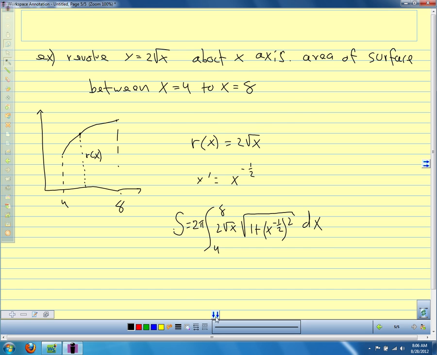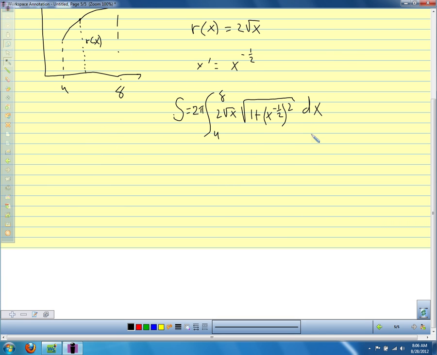So on first glance, this integral looks kind of ugly. But let's work with it a little bit. So I get 2 pi, the integral from 4 to 8. I'm going to write this as 4 pi square root of x, taking 2 out, square root of x times 1 plus 1 over x dx. So I just squared this and wrote it as a fraction. Still doesn't look great. Anybody see what we can do here?